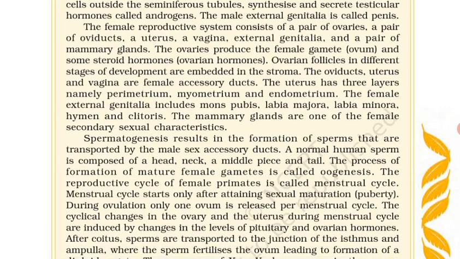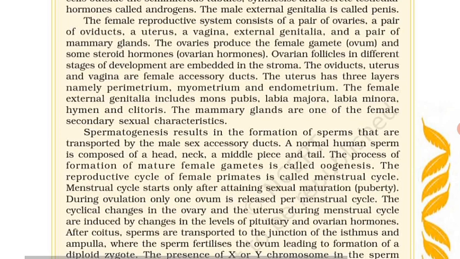The female reproductive system consists of a pair of ovaries, a pair of oviducts, a uterus, a vagina, external genitalia and a pair of mammary glands. What all does it include? A pair of ovaries, a pair of oviducts, a uterus, a vagina, external genitalia and a pair of mammary glands.